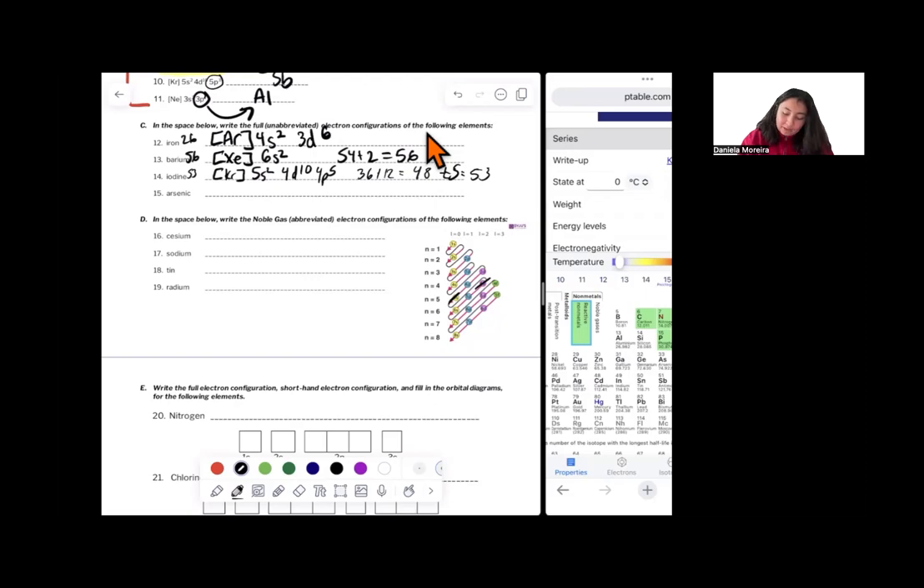Arsenic is 33, similar enough. The closest noble gas will be krypton. 5s2 will be filled, and then 4d10 will be filled. Arsenic is 1, 2, 3, so we'll be at 4p3.